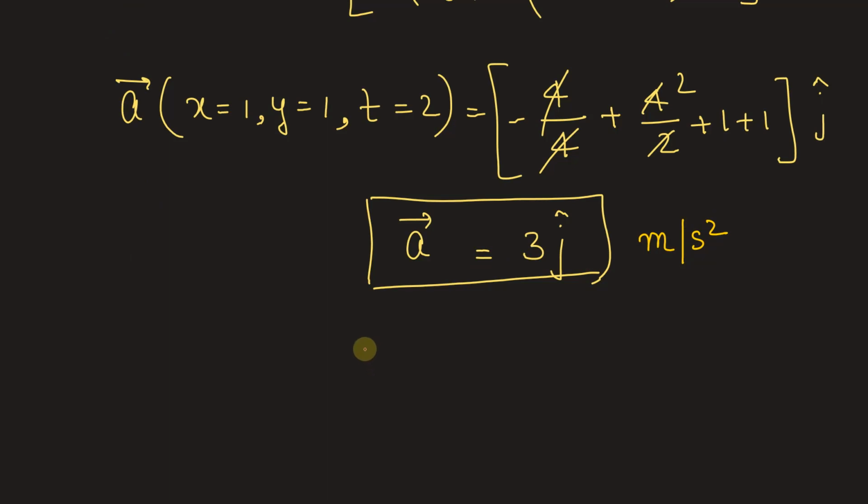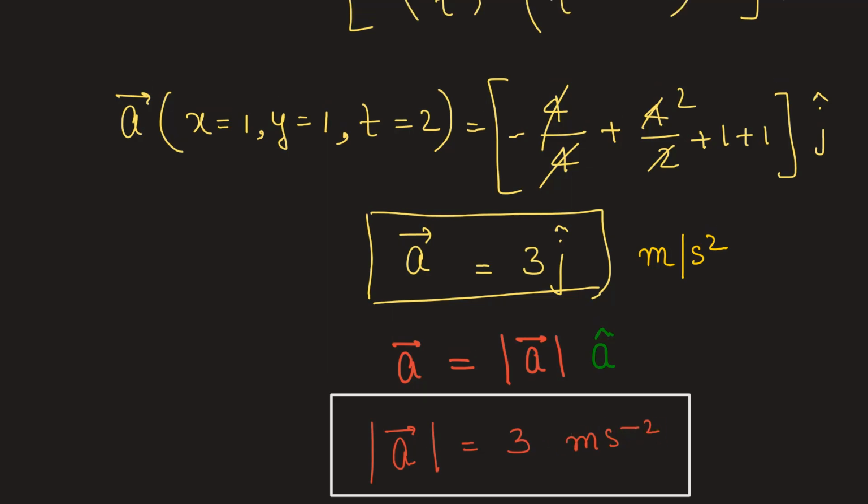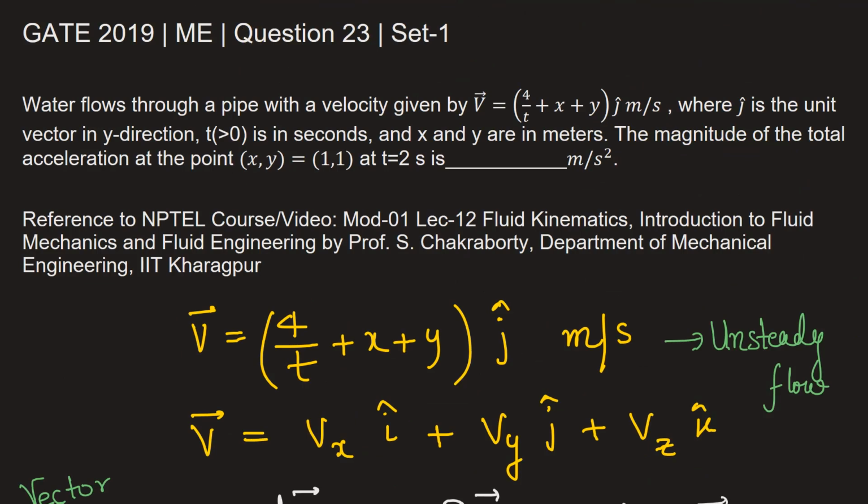Now any vector, in this case the acceleration vector, is given by its magnitude and its direction, where the direction is the unit vector of that vector. So any vector can be written as the product of its magnitude and its direction. If we compare these two equations, we can say that the magnitude of the acceleration vector, |a|, is 3 meters per second squared. Now let's go back to our question. The magnitude of the total acceleration at the point (x, y) = (1, 1) and at t equal to 2 seconds is 3 meters per second squared.